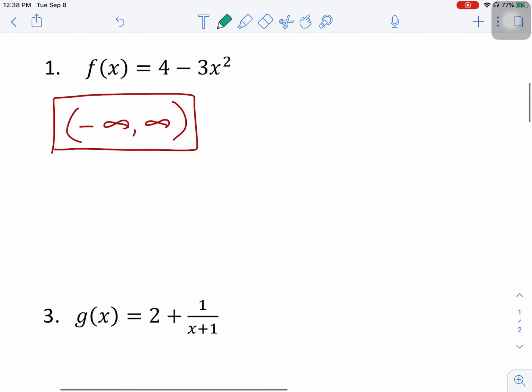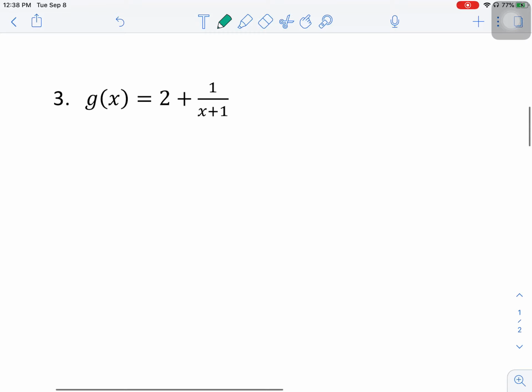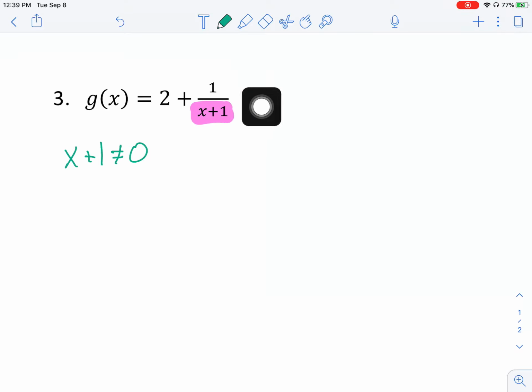Number 3, I'm going to slide on down. First thing I look for is square roots. I have none. Second thing I look for is my fraction here. My fraction has a denominator of x plus 1. And because of domain and everything else, I know that this cannot equal 0. Because if that denominator equals 0, then I would have 1 divided by 0, which is undefined, and then I have 2 plus undefined. That's not a terribly useful answer. So we want to avoid 2 plus undefined.